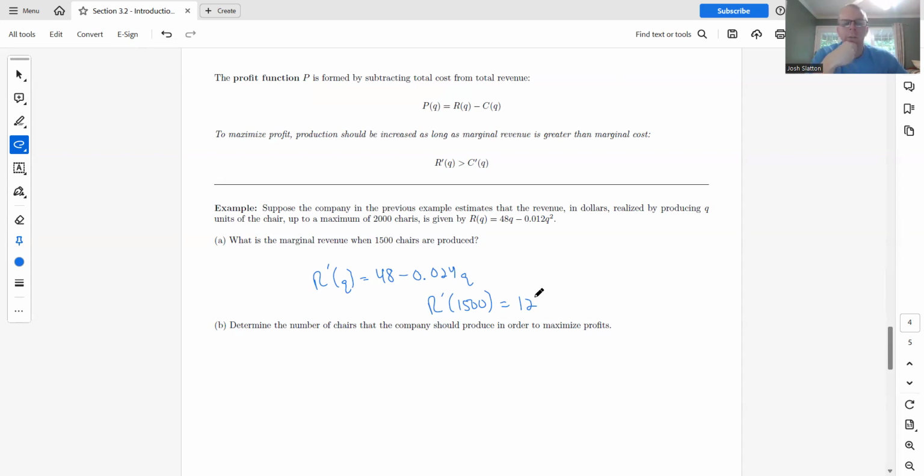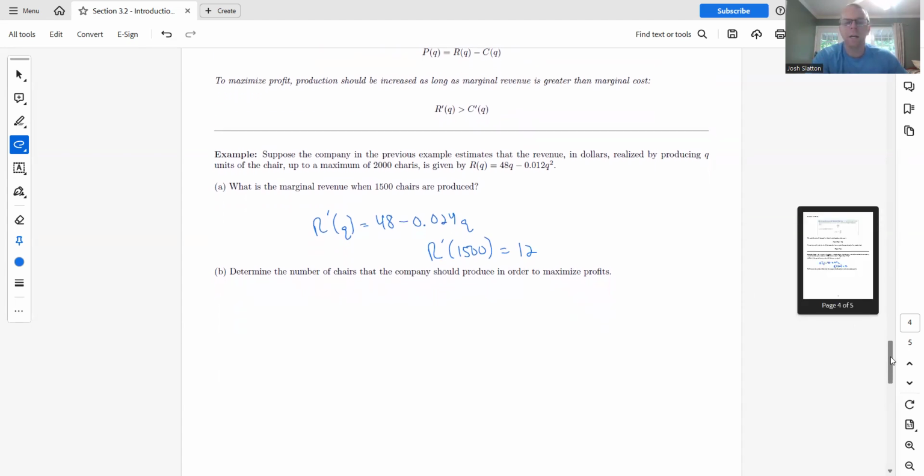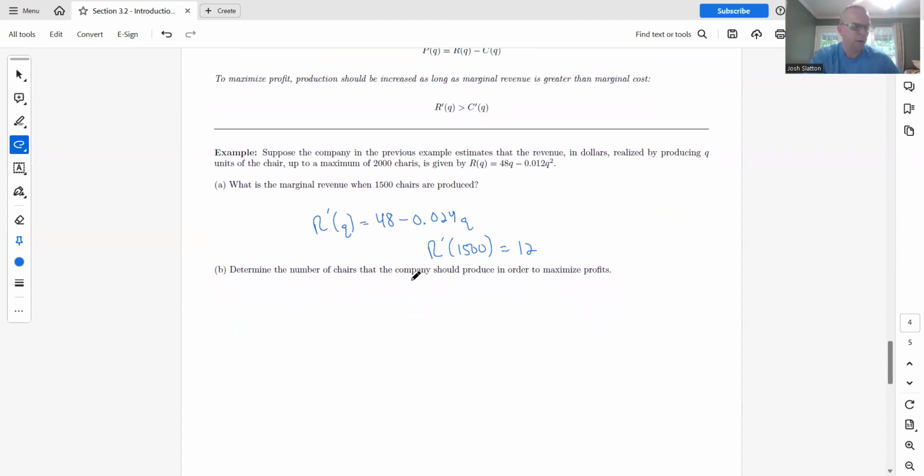Determine the number of shares that the company should produce in order to maximize profits. So let's find where R prime is equal to C prime. And from the last example, C prime of Q was 5 plus 0.02 Q, from page 3.